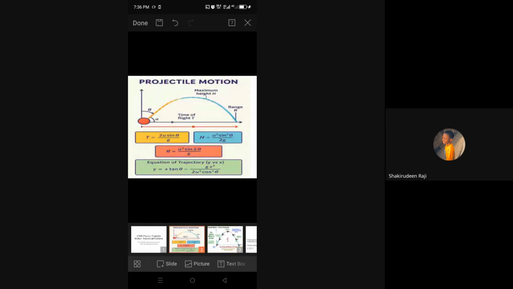Do you understand what I'm saying? You can't use this formula for range here, u square sine 2 theta over g. No, because you are not given an angle.